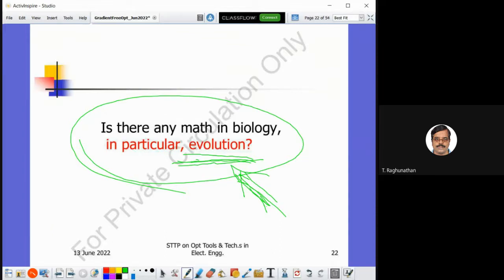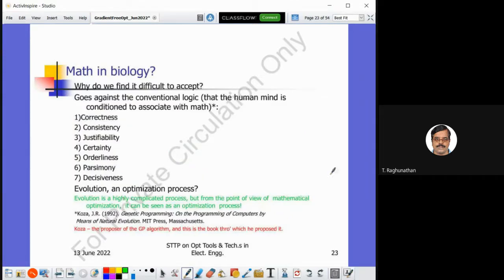But why do we fail to accept that? Because the maths that we do in school has these properties.